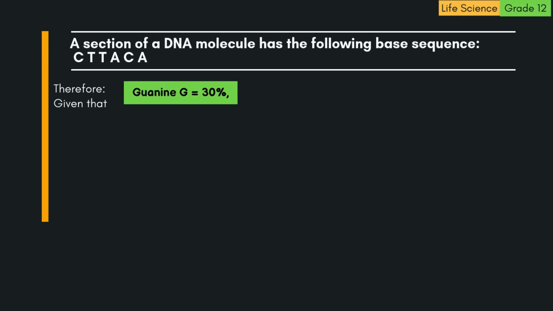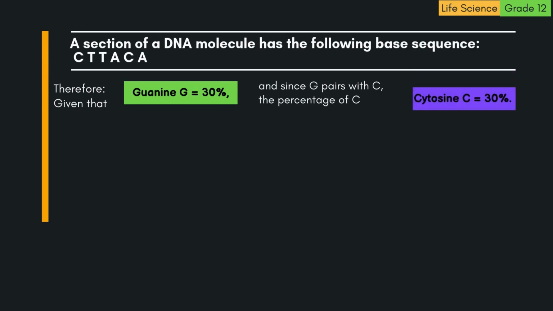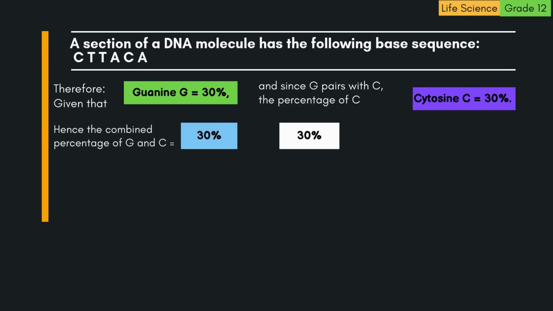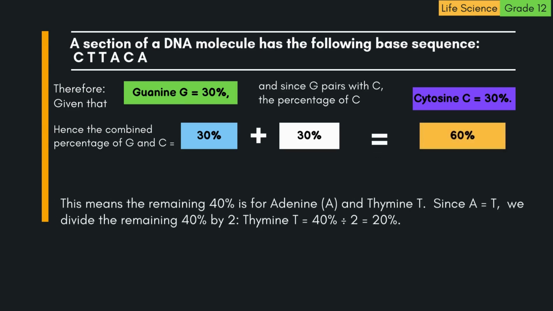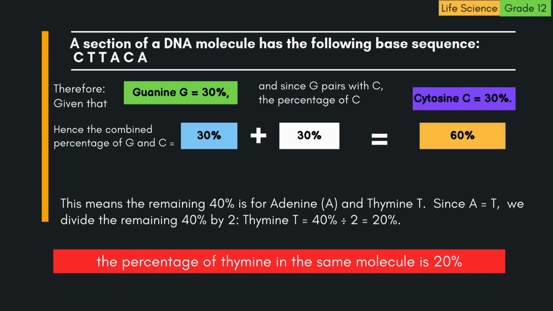Therefore, given that guanine G equals 30%, and since G pairs with C, the percentage of cytosine C equals 30%. Hence the combined percentage of G and C equals 30% plus 30% equals 60%. This means the remaining 40% is for adenine, A, and thymine T. Since A equals T, we divide the remaining 40% by 2. Thymine T equals 40% divided by 2 equals 20%.